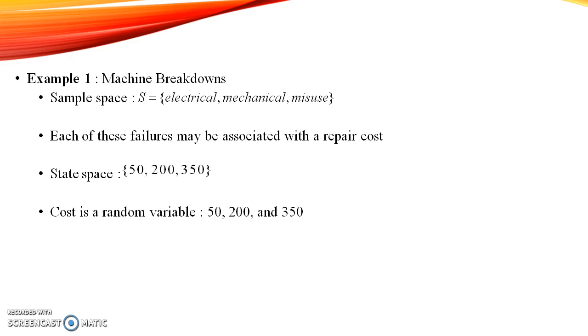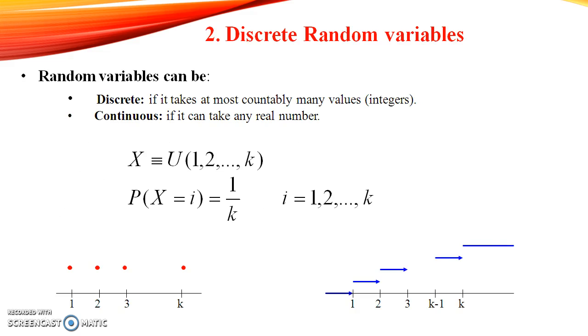An example: suppose machine breakdowns are there. In machine breakdowns there are electrical, mechanical and misuse of the machines. These are the possibilities where the breakdowns occur. So the sample space is S = {electrical, mechanical, misuse}. Then each of these failures may be associated with a repair cost. The costs are 50, 200 and 350. This is the state space, meaning we are applying a value to the machine breakdowns, that is electrical, mechanical and misuse. The cost random variable takes the values 50, 200 and 350. This is an example of a random variable.